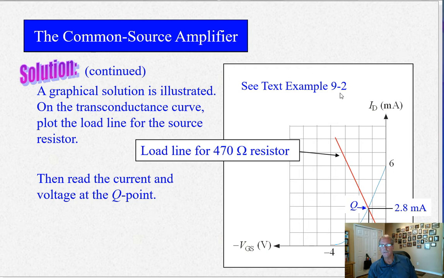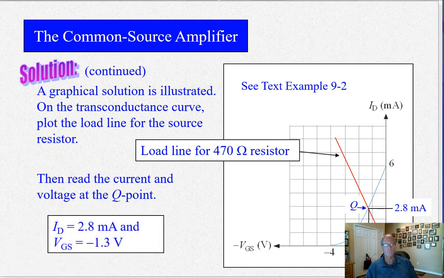If you have any questions on this example, please post them in the discussion board on our Canvas site. It's pretty straightforward, and there is some homework on this too. So we have 2.8 milliamps and minus 1.3 volts for the Q point. That's the operating point. And if you capacitively couple the gate of this circuit, you'll ride up and down this curve here.